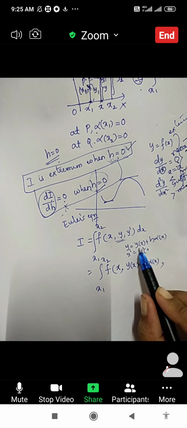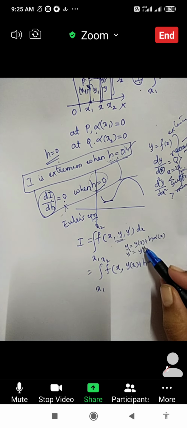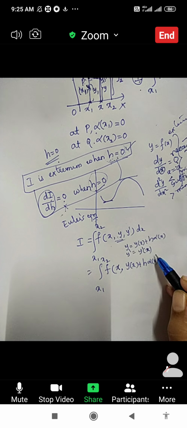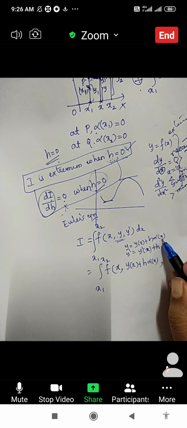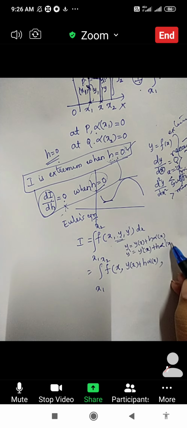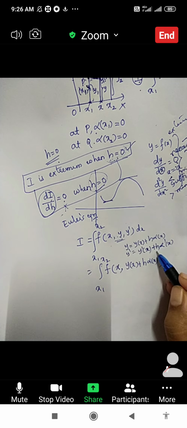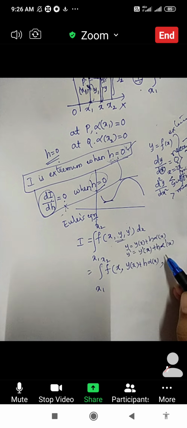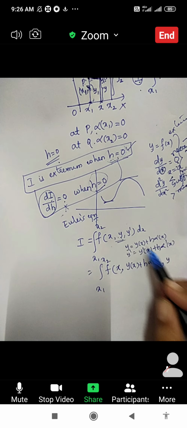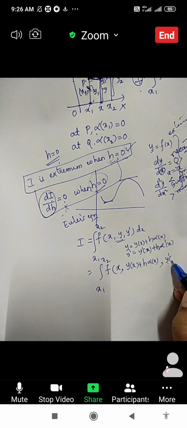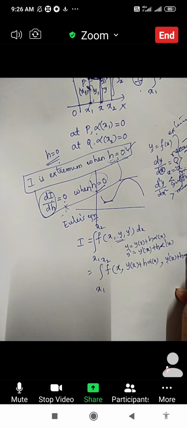What is the derivative of y of x? Y dash of x plus h times the differentiation of alpha of x. Very good. Alpha dash of x. There is no x along with h, so I am keeping it the same. So what will be the change in y dash? Y dash of x plus h into alpha dash of x.